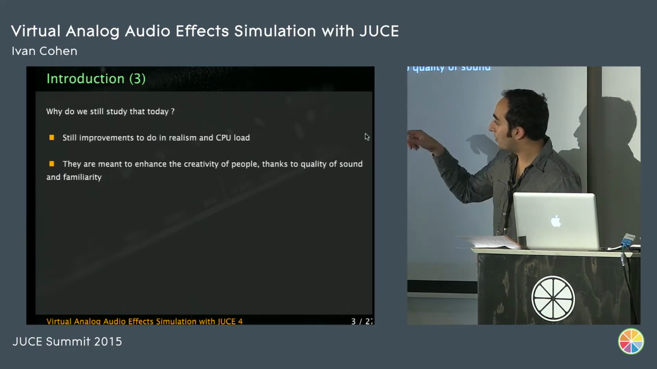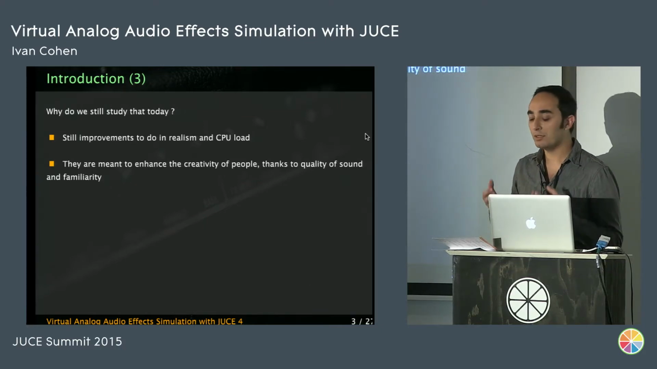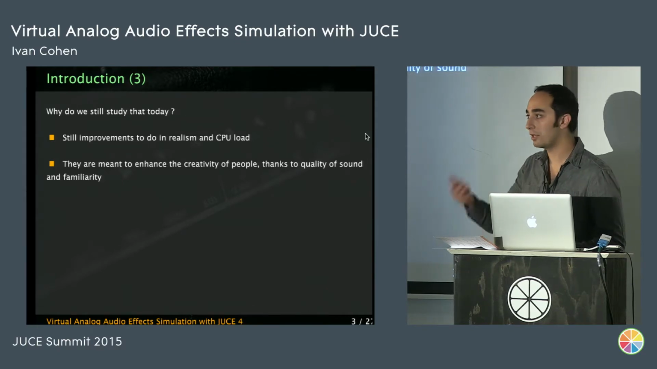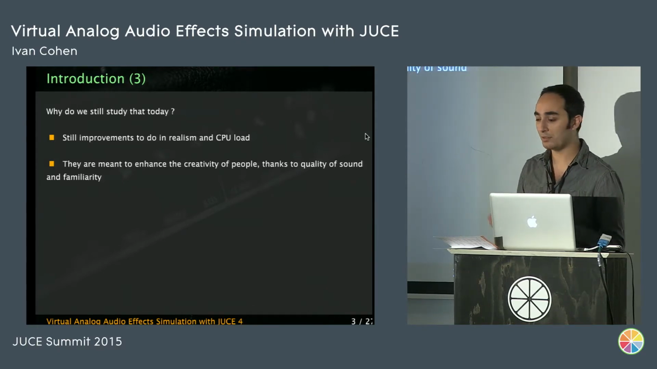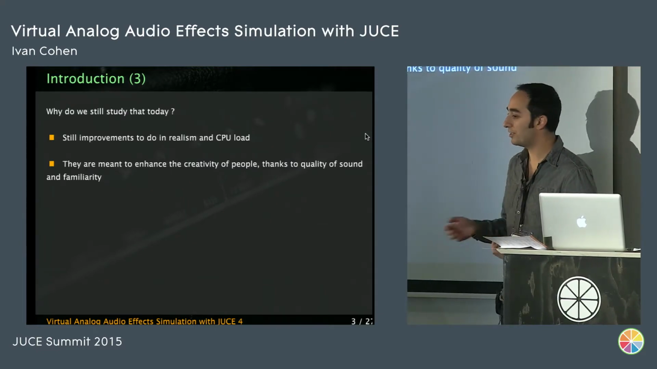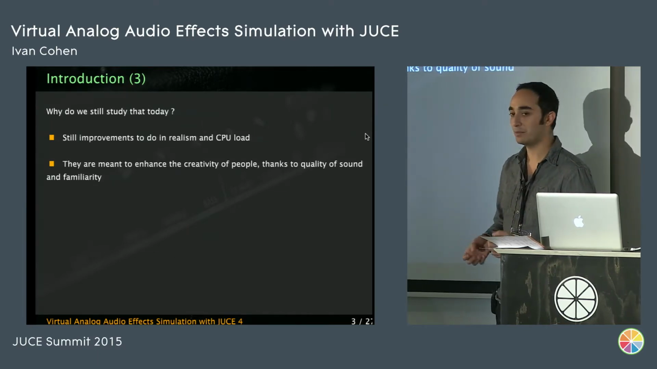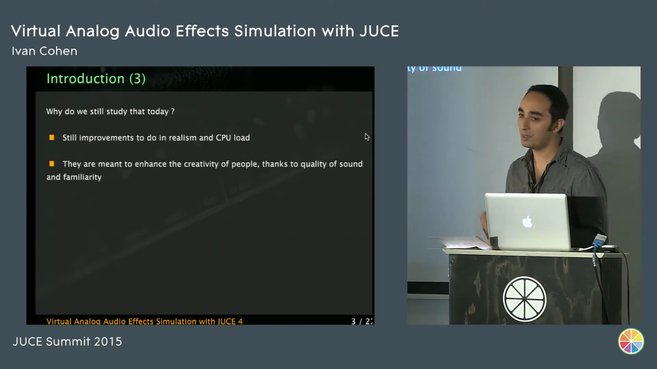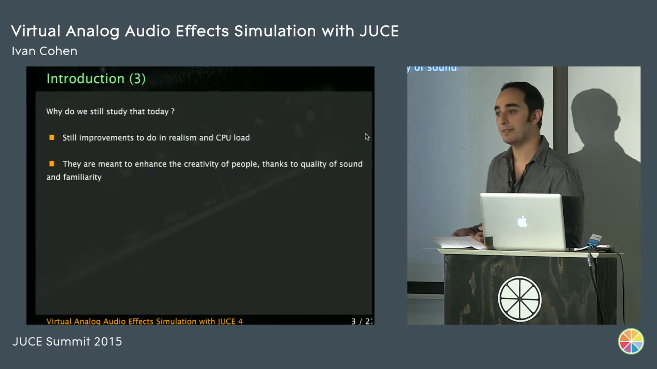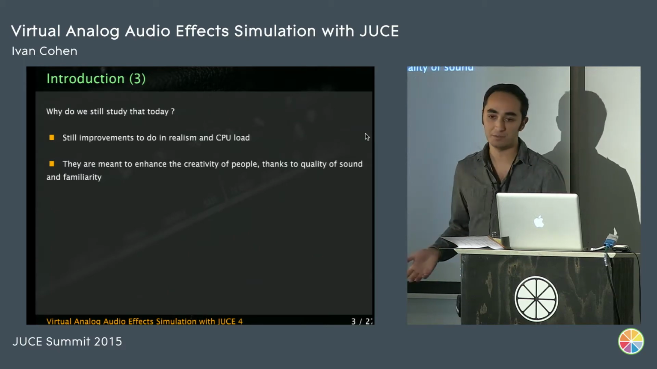And I have talked also about familiarity. All the time we have the question, why do we still try to emulate all the hardware or all the, I don't know, guitar amplifiers? And why don't we just create new things? This is because musicians have some habits. And when they use something they really know well, they will feel more creative, they will have more trust in the tools they are using, and it will be easy for them to be creative when they are using them.